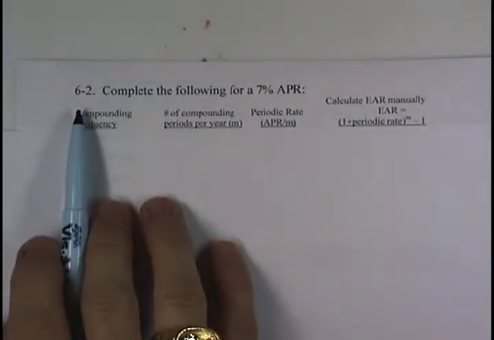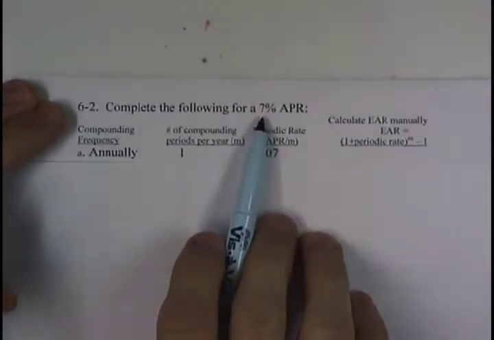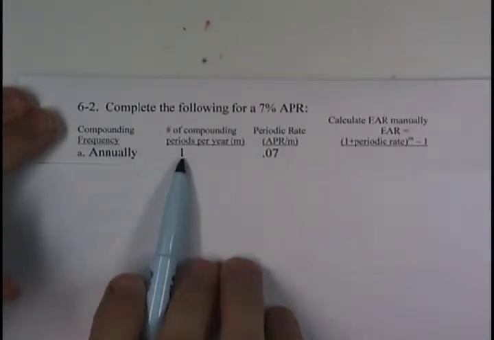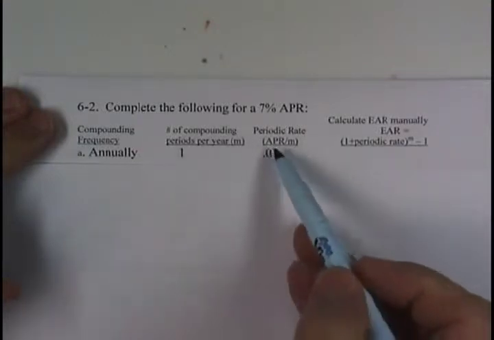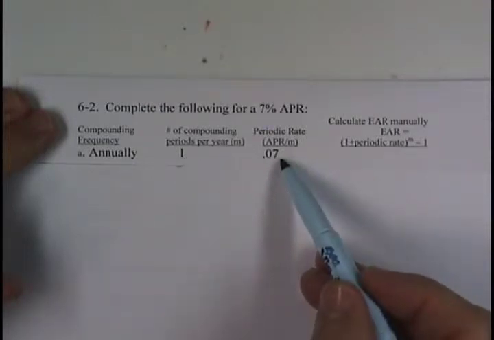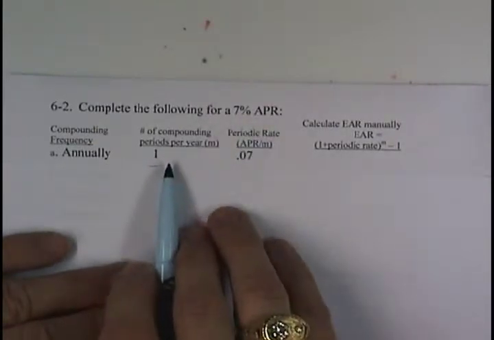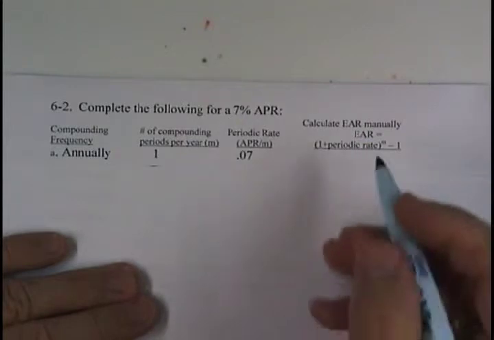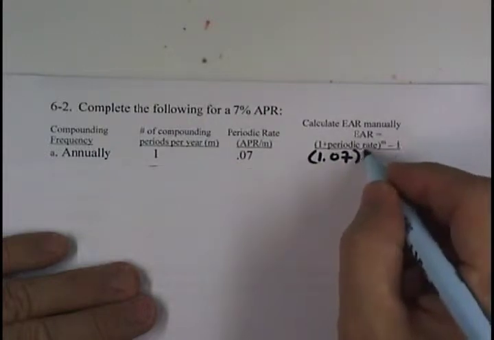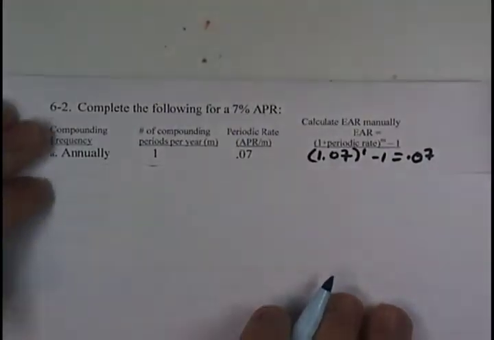In problem 6.2, we're supposed to calculate the effective annual rate for different compounding frequencies for a 7% APR. For annual compounding, there's one compounding period per year. So our periodic rate, which is our APR, divided by the number of compound periods we have per year, is 7%, the same as our APR. There is no difference between the APR and the effective rate when the compound frequency is annual. But we'll follow the formula here. It says take 1 plus our periodic rate, raise it to the number of periods per year, and take the 1 off. And so we see our effective annual rate is 7%.